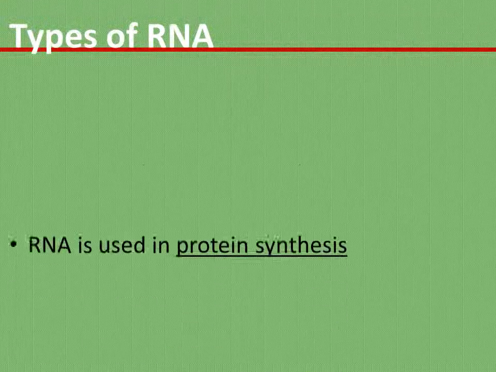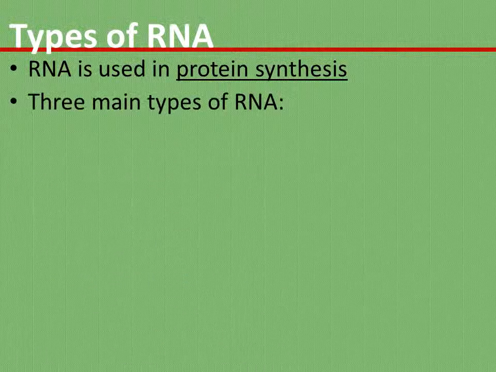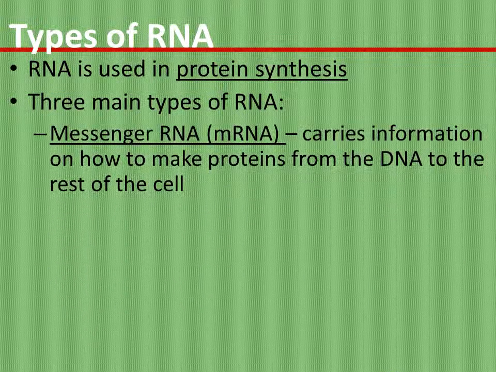Okay, so the types of RNA. RNA is going to be used in protein synthesis, like I've talked about. It's a copy of one gene from DNA, and there are three types that are used in there. There's messenger RNA, or mRNA, and that carries information from the DNA to the rest of the cell. So mRNA is going to be like the boss. He gives the message to everyone else on how to put those proteins together. Because synthesis, remember, means to make, so protein synthesis means to make protein.